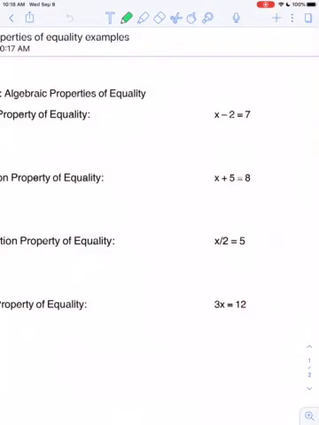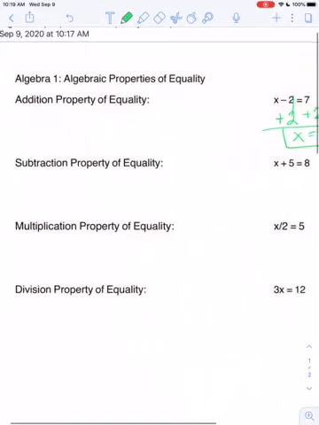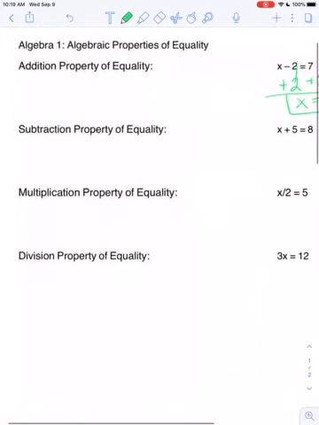And the addition property of equality says that you can add the same thing to both sides of an equation, and that equation is still balanced. So when you wanted to solve in pre-algebra x minus 2 equals 7, you say, hey, I want to get rid of that minus 2. The opposite of subtracting 2 is adding 2, so you add 2 to both sides. Maybe you didn't know that's actually a property of equality.